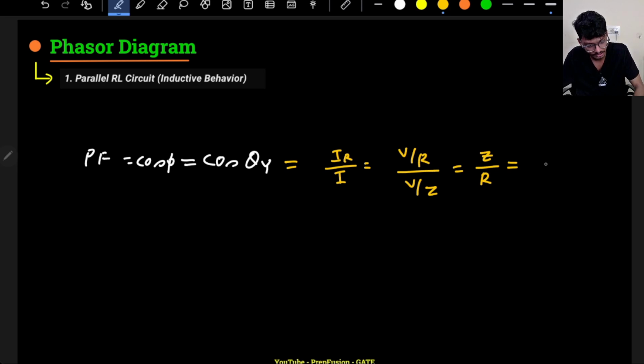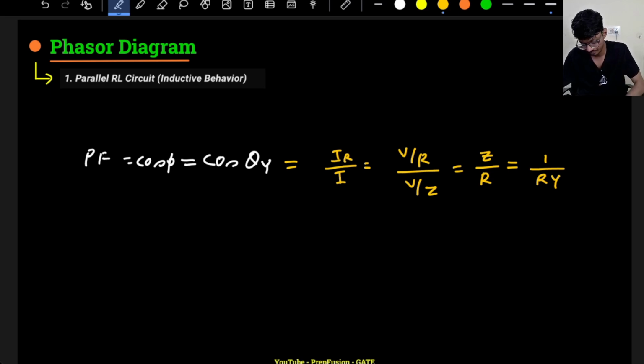Or you can ultimately write that it has 1 by R, and 1 by R is the admittance. So now I hope you understood why I told you at that point of time not to mug up the formulas. If you mug up the formulas, it will be very, very difficult for you.